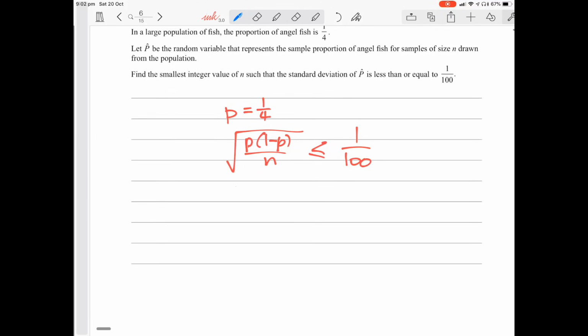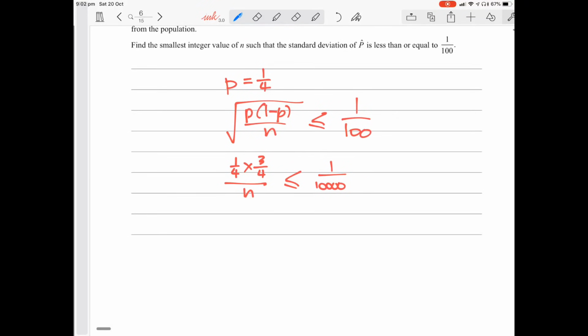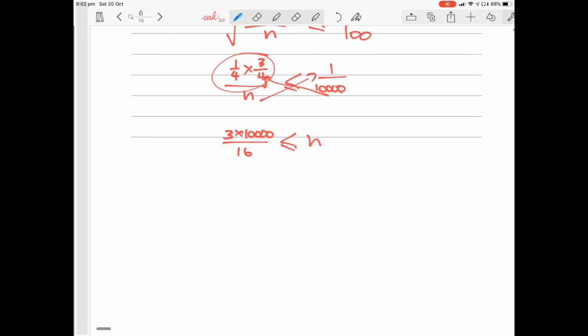Okay, so p is 1/4 times 1 minus p, 3/4, on n. Now I'm just going to square the other side. So I'm going to say less than or equal to 1 on 100 squared, which is 1 on 10,000. Okay, so on top we're going to have 3 on 16. I'm going to multiply the 10,000 across, and I'm going to multiply that n across to there. So I get 10,000 times 3 on 16 is less than or equal to n.